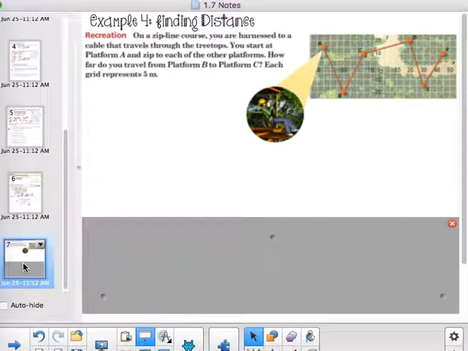Last example, this is a quote-unquote real-world problem. It's just giving you a different context to look at. And in this problem, we have a zipline course on a map. We start at platform A, and we zip from platform to platform.